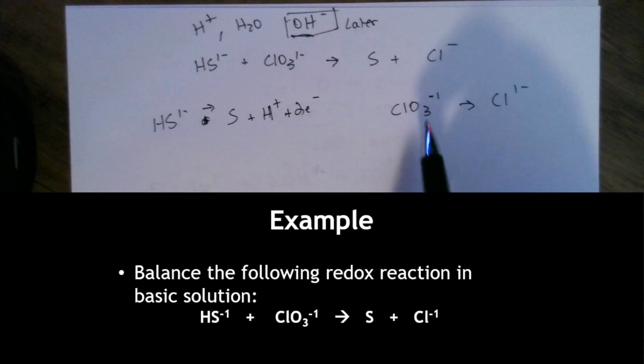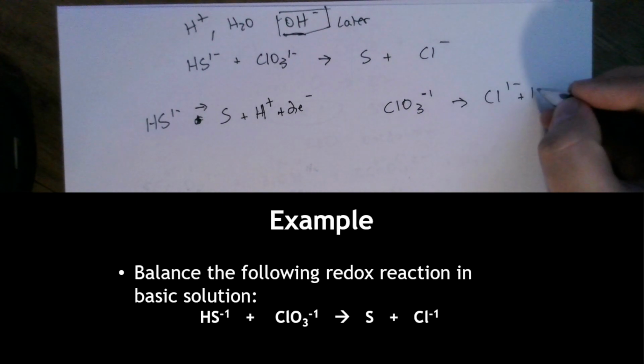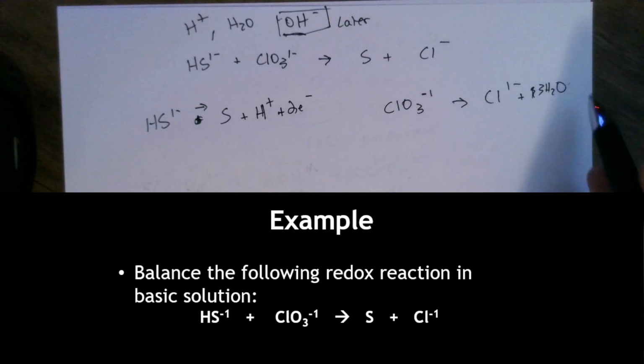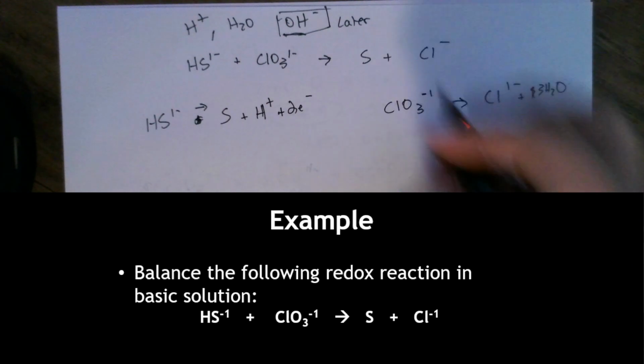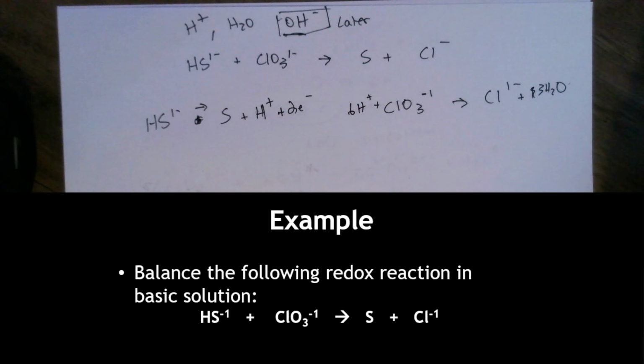Over here now, we need to balance our chlorate and our chlorine. I have to add some H2Os. I have to add 3 of them. So I have 3 O's over here and 3 O's over here. But now I need to balance out my hydrogens. I have 6. So I add 6 hydrogens over here.